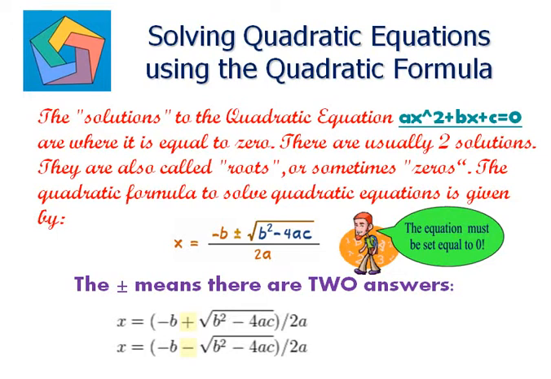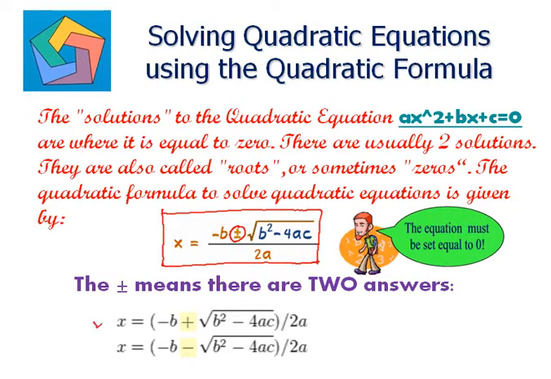The quadratic formula to solve quadratic equations is given by x is equal to negative b plus minus square root of b squared minus 4ac, divided by 2a. So this is our quadratic formula. The plus minus means that there are two answers.